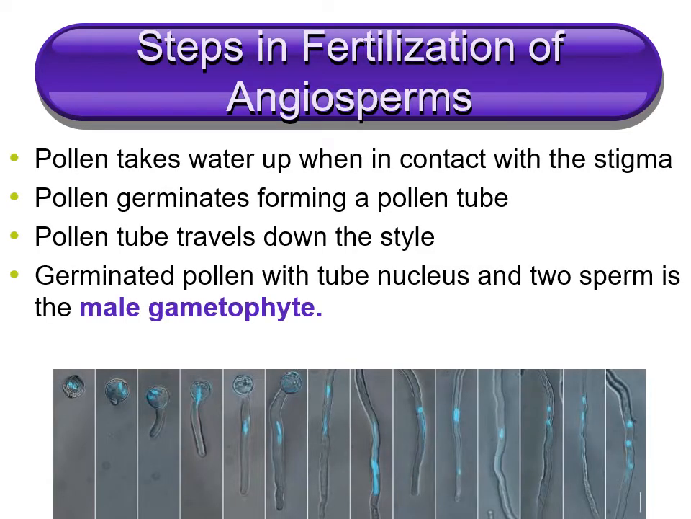So let's look a little deeper. Pollen takes up water when it contacts a stigma, germinates a pollen tube that travels down the style. As it's traveling, it has a tube nucleus and it has a sperm nucleus or a sperm cell. As it progresses, that sperm cell actually divides into two. So you can see in this picture there's one, two sperm nuclei, and then there's a tube nucleus at the front. So there's three of them on their way. That typically happens closer to where it's going to enter the ovary.